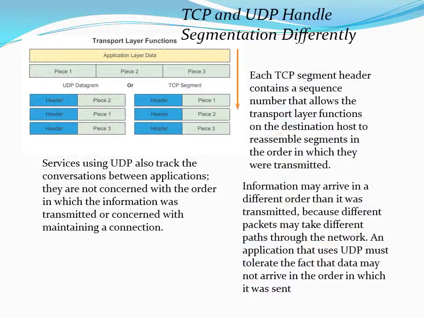TCP and UDP handle segmentation differently. Information may arrive in a different order than it was transmitted because different packets may take different paths through the network. An application that uses UDP must tolerate the fact that data may not arrive in the order in which it was sent. UDP does not reassemble segments in order as the TCP protocol does.